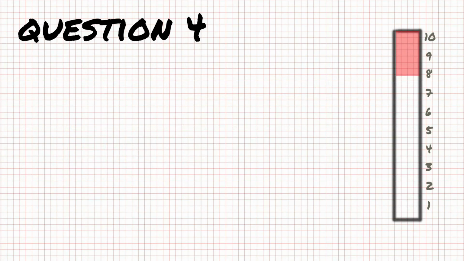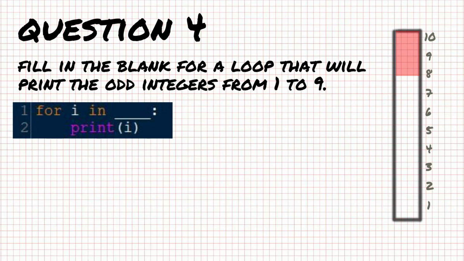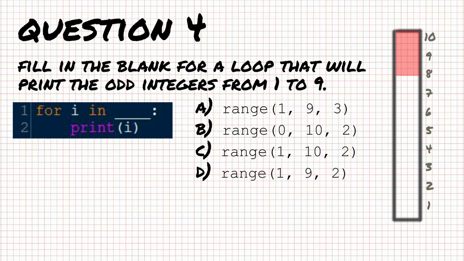Question 4. Fill in the blank for a loop that will print the odd integers from 1 to 9. For I in blank, print I. Is it A, range 1, 9, 3, B, range 0, 10, 2, C, range 1, 10, 2, or D, range 1, 9, 2?